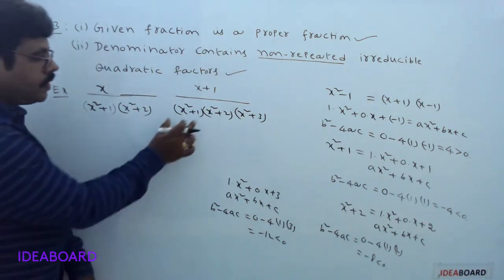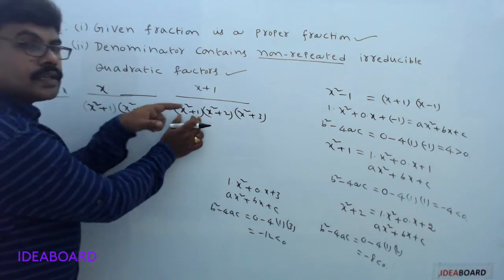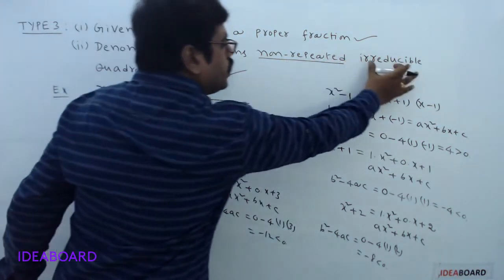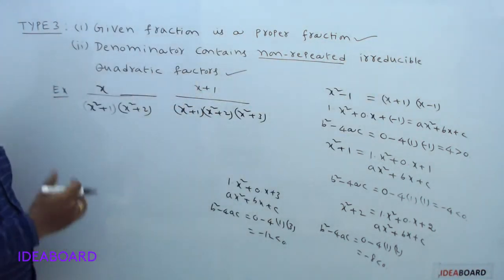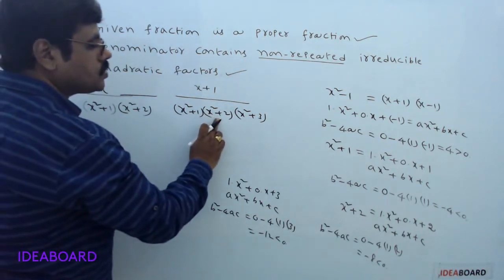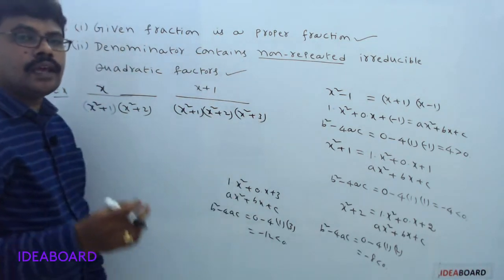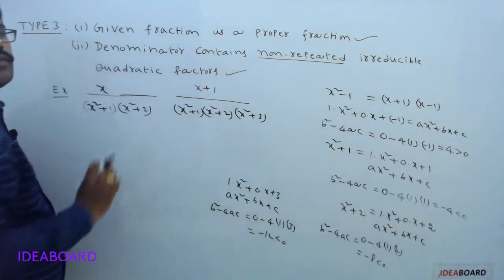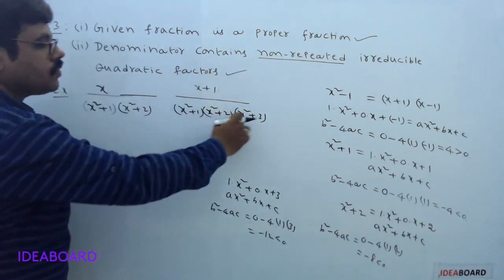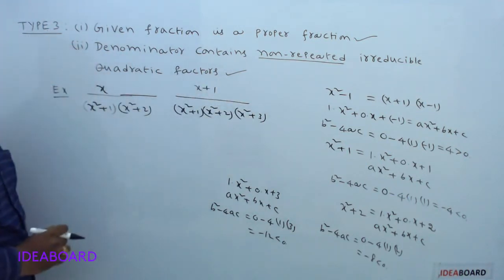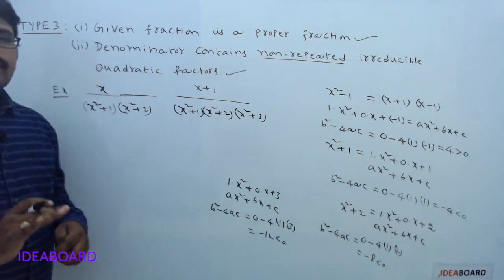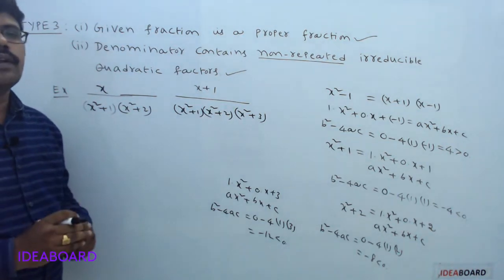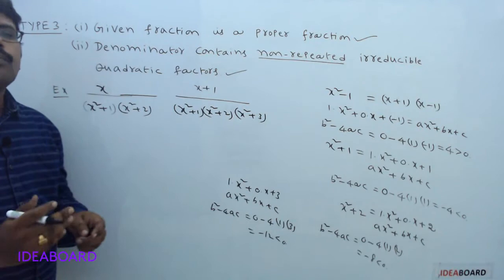Now come to this one. Is it repeated anywhere in its denominator? No. So it is called a non-repeated irreducible quadratic factor. Similarly, x square plus 2 and x square plus 3 are also non-repeated irreducible quadratic factors. So this rational fraction belongs to type 3. Suppose your given problem belongs to type 3. In such a case, how do we resolve that rational fraction into partial fractions?